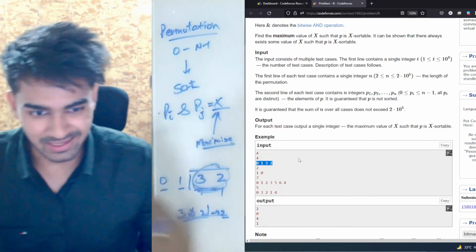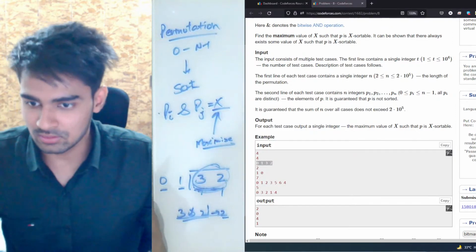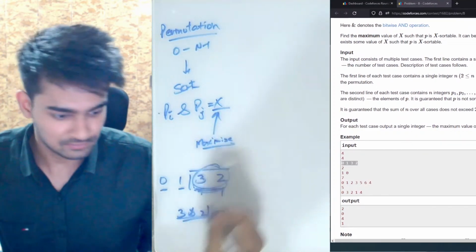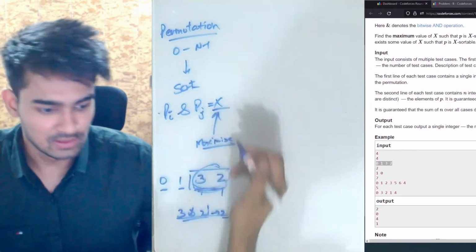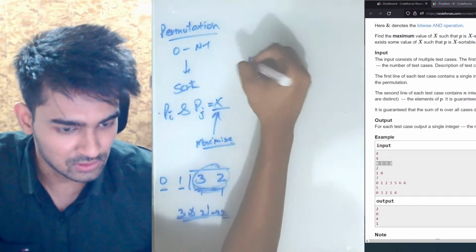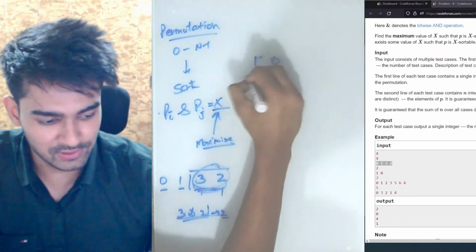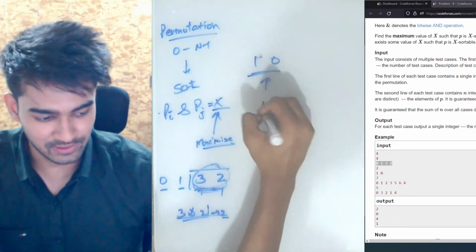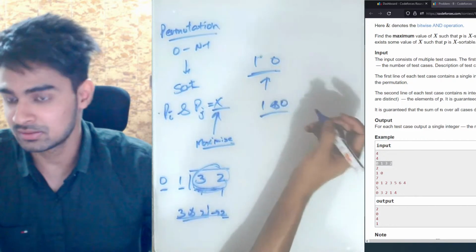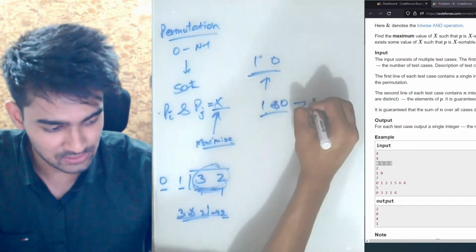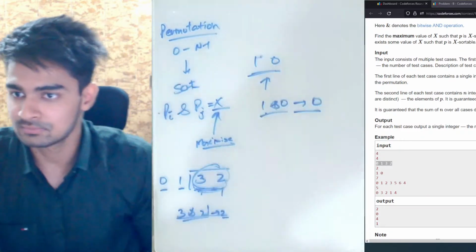Coming on to the next case. The next case is 1, 0. Again for 1, 0, these two are to be sorted. So just find the bitwise AND of 1 and 0, and this is 0. So the answer is 0.